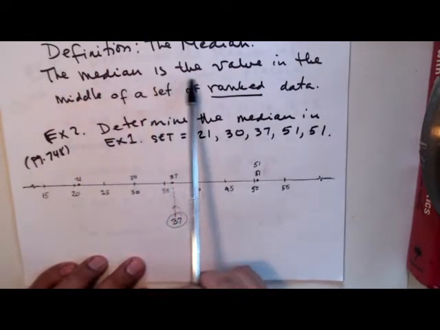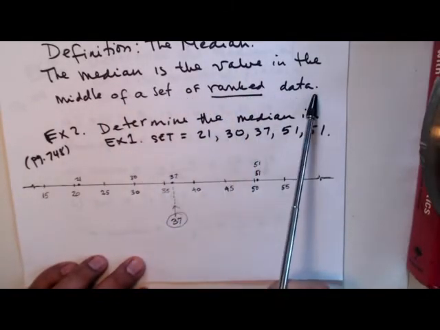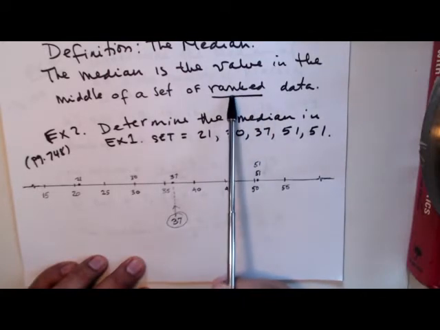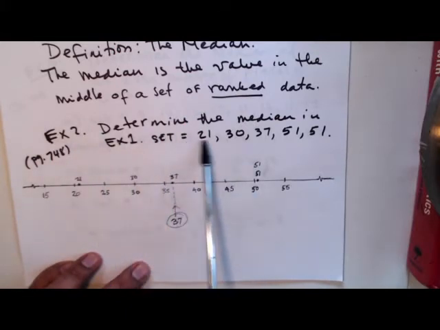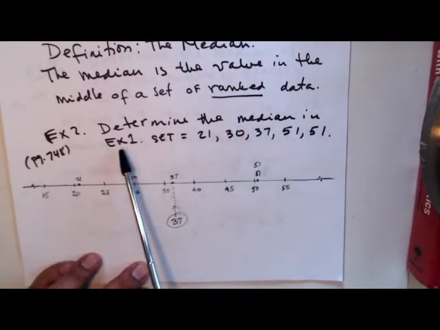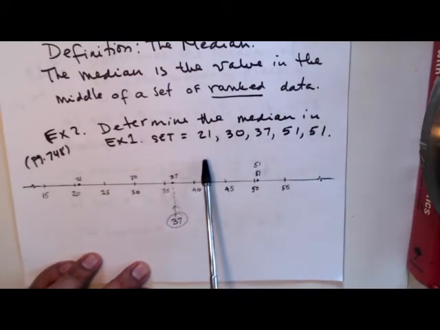The median is the value in the middle of the set of rank data. This is important. The term rank means that you have to organize the elements in the set in ascending order. It's always important when doing this. So in this case, example number 1, the set has already been organized for us.